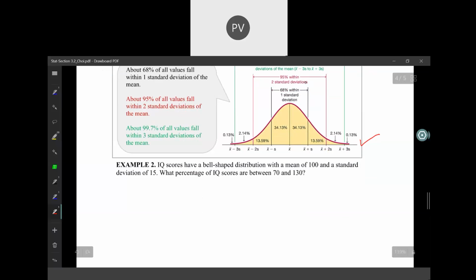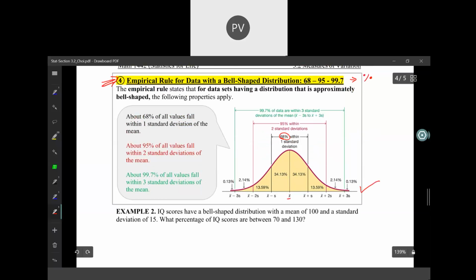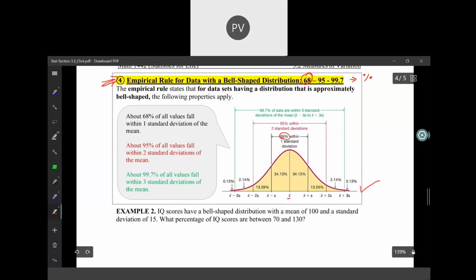What is the rule? You have a mean here. If the data lies within one standard deviation, that is x minus sigma and x plus sigma, it must have a percentage of 68. If it is lying within two standard deviations, it must have 95% of data values in that range.